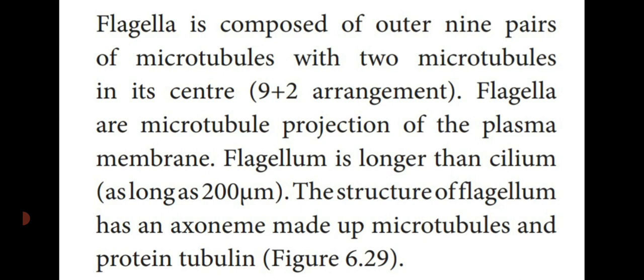The flagellum of the eukaryotic cell is a projection of the plasma membrane. This flagellum is longer than the cilium of the eukaryotic cell. The flagellum has an axoneme made up of microtubules and the protein tubulin. So the axoneme is made up of microtubules and the protein tubulin.